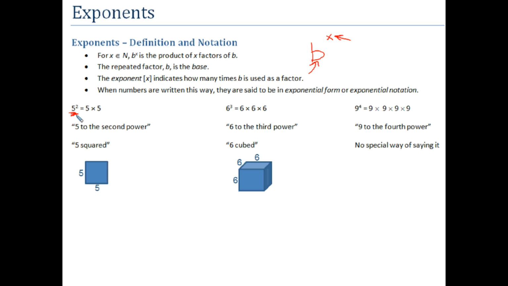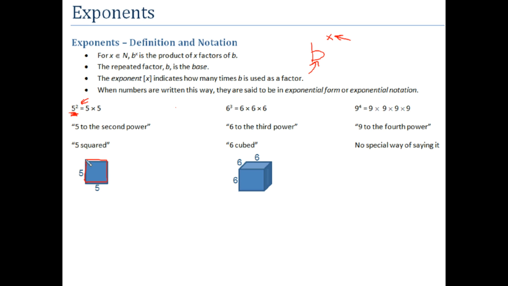This one right here can be said in two different ways. We can say 5 to the second power. Another way we can say this is 5 squared, and the reason we say 5 squared is because when we learn about area, here is a square, that's 5 by 5, so that is 5 squared.